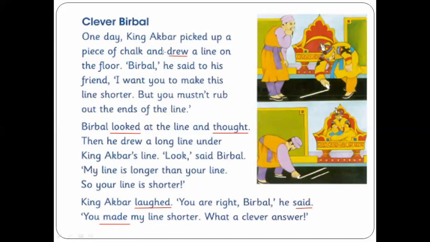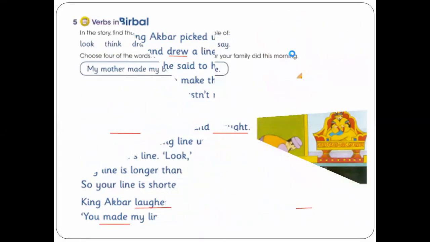D-R-A-W will change into D-R-E-W. Make will change into made. In the place of K, we will write D. Say, S-A-Y. In the place of Y, we will put ID. So those words in which we change the spelling are called irregular verbs. And those verbs in which we don't change any spelling, but in the end we add ed, are called regular verbs. Okay, now moving on to the next question.